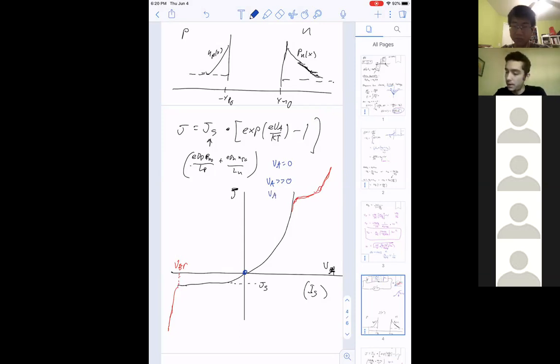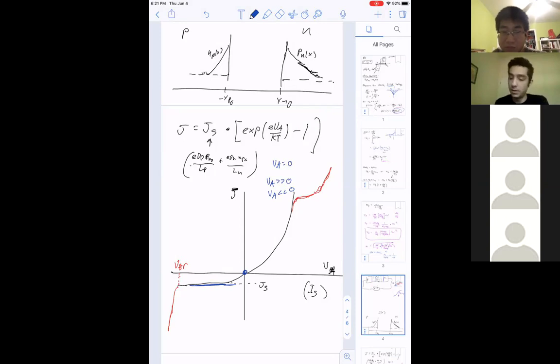If you have VA being a very small number, or a very small negative number, then the exponent is going to be completely tiny. And so you'll just have a minus 1 left over and you'll get minus JS. So that's how you can remember that that's this value. Yeah, so that's the IV curve. Know the ideal curve as well as some of the things that cause it to deviate from that.